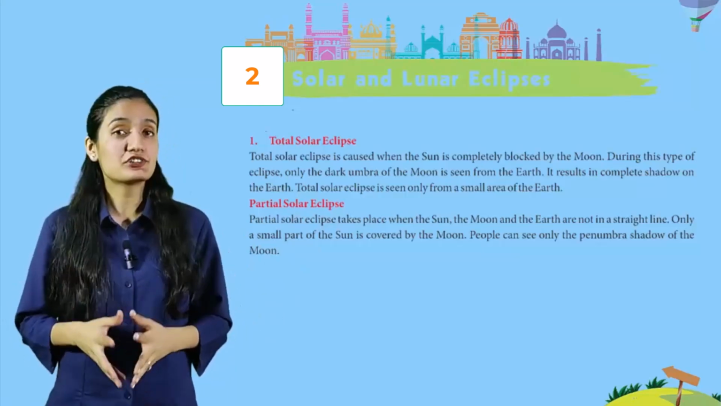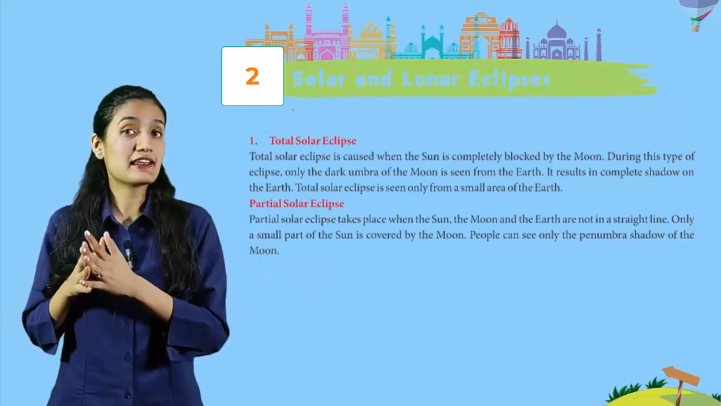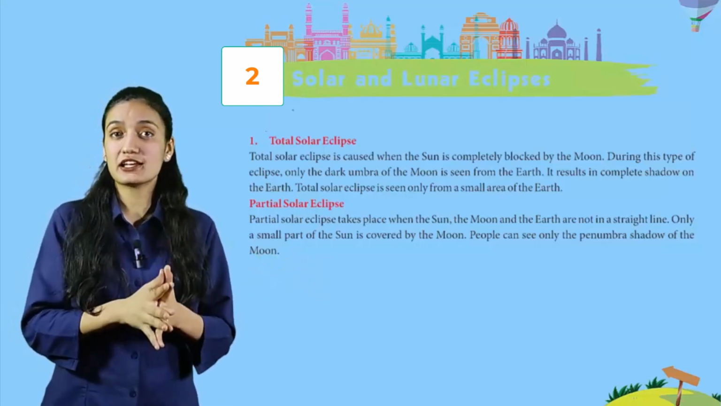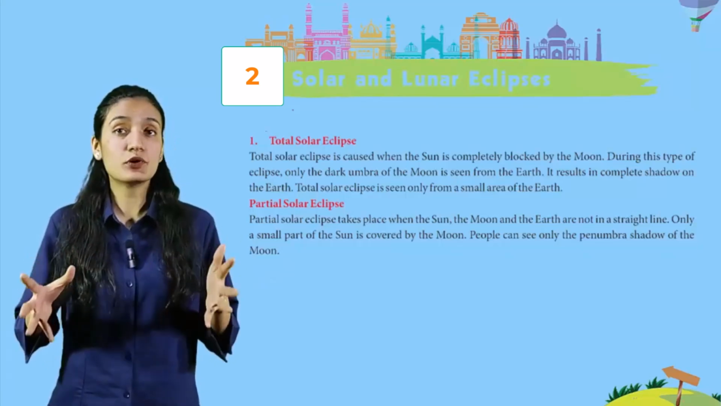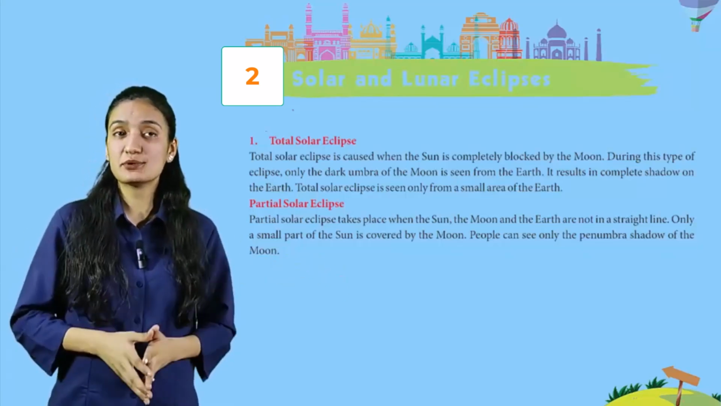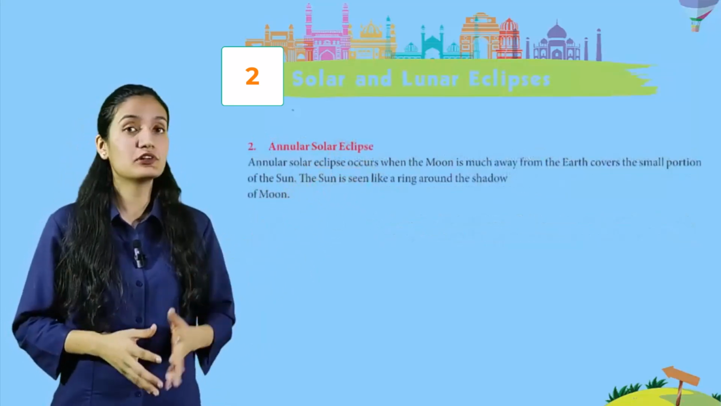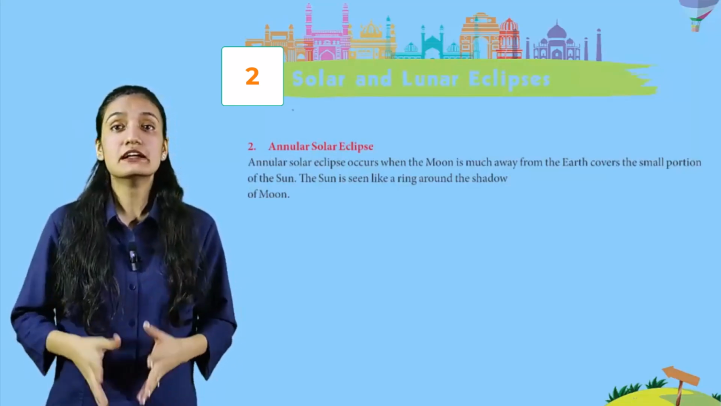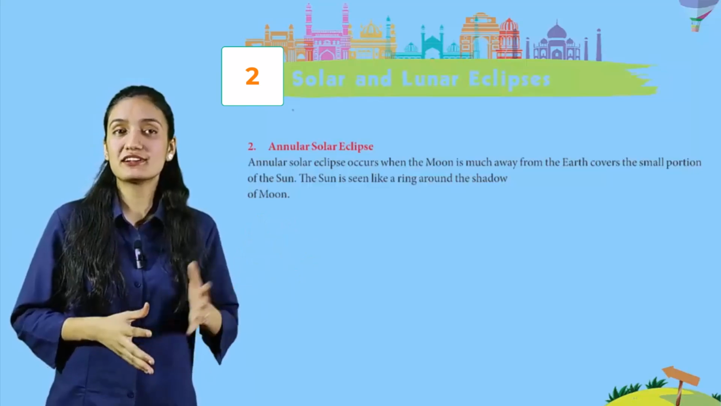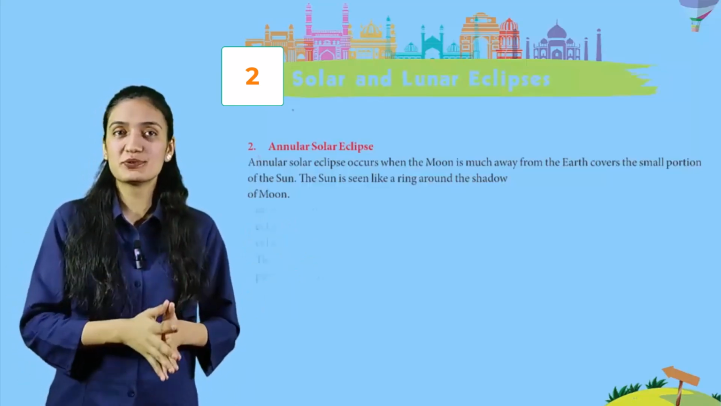Partial solar eclipse. Partial solar eclipse takes place when the sun, the moon and the Earth are not in a straight line. Only a small part of the sun is covered by the moon. People can see only the penumbra shadow of the moon. Second, annular solar eclipse. Annular solar eclipse occurs when the moon is much farther away from the Earth and covers a small portion of the sun. The sun seems like a ring around the shadow of the moon.